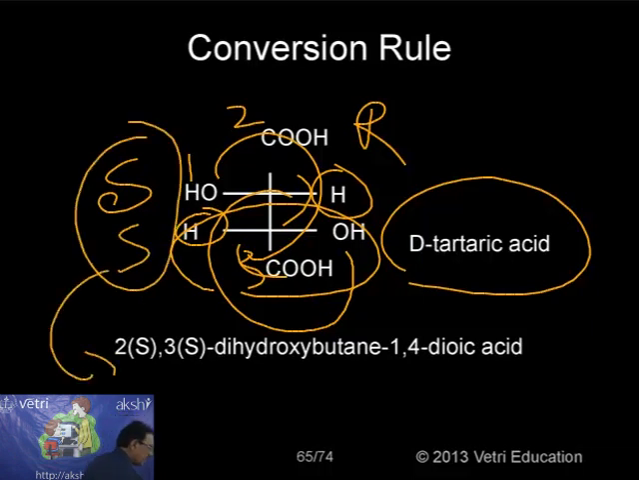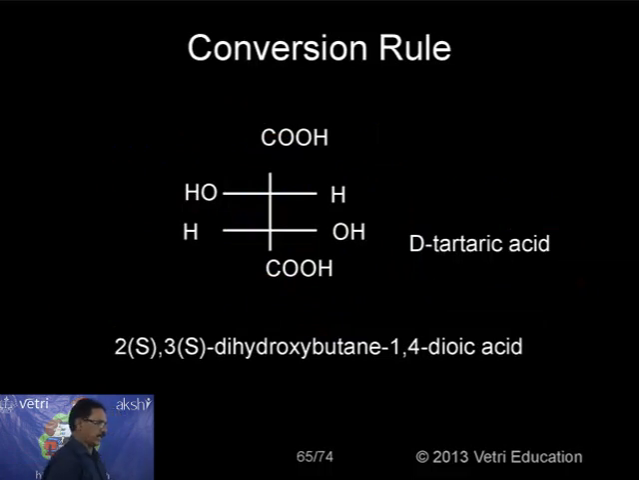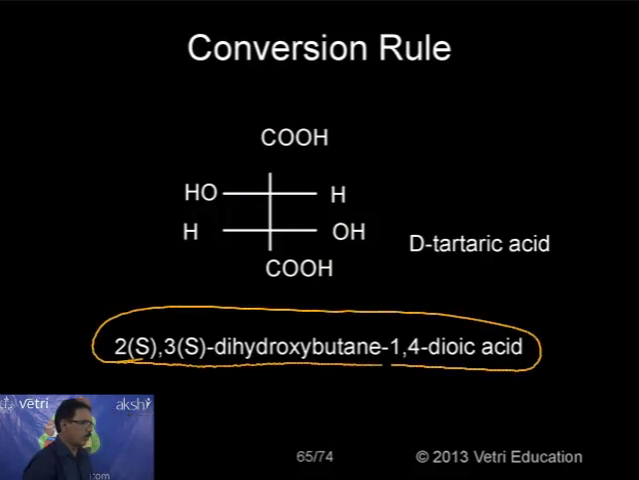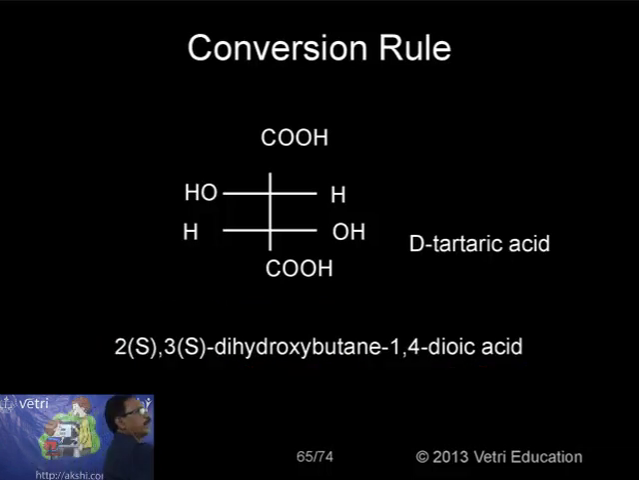So both cases, yes, just see here. When you are giving the IUPAC name for D-tartaric acid, you have to name it as 2S, 3S, dihydroxybutane-1,4-dioic acid. This is the most important information. So without R and S configuration, we cannot give the IUPAC name for tartaric acid.